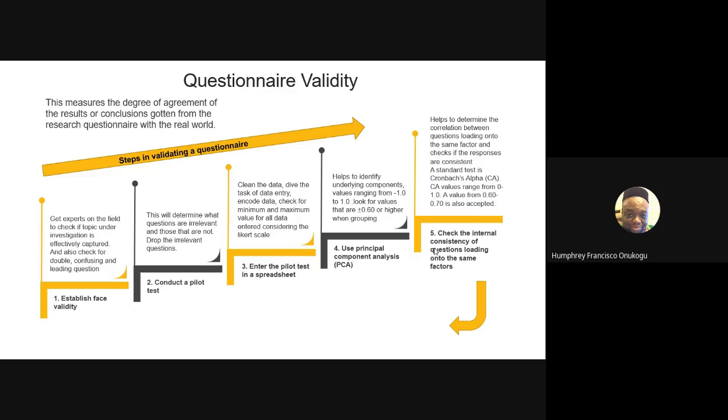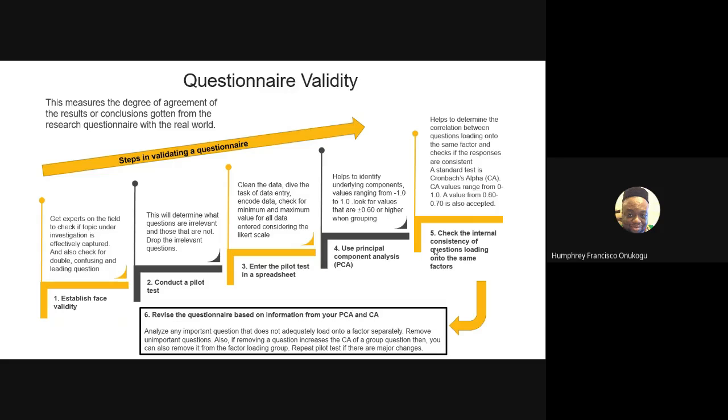This one will help you to determine the correlation between questions loading onto the same factor and check if the responses are consistent. A standard test is Cronbach alpha. Cronbach alpha values range from 0 to 1, but a value from 0.6 to 0.7 is acceptable.